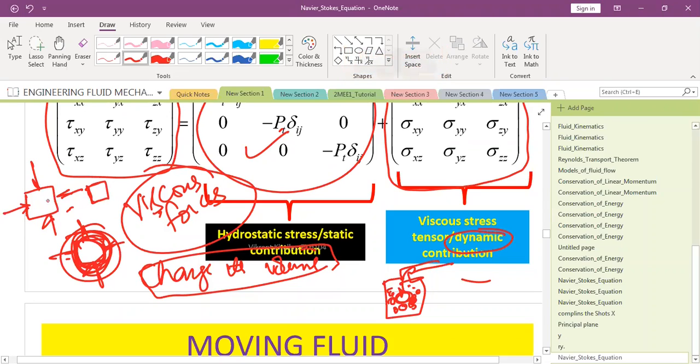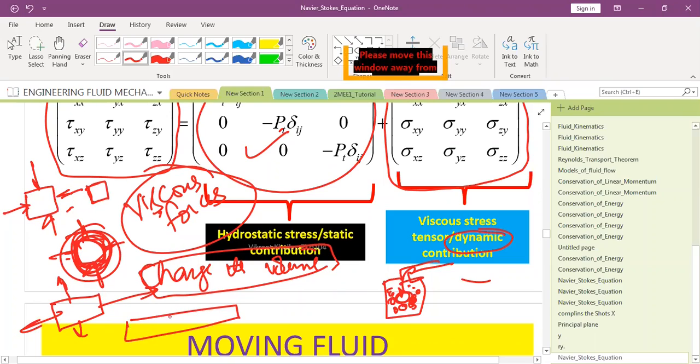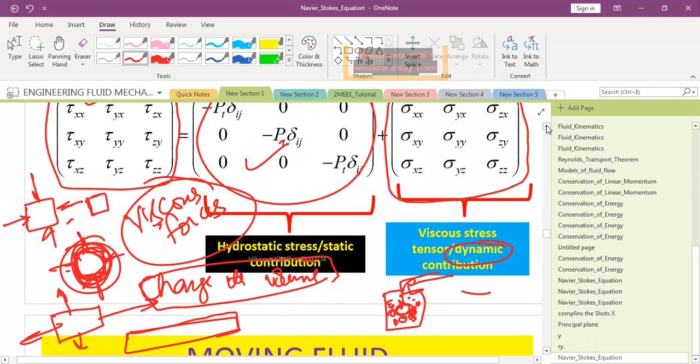But if you apply unequal forces, that is, you apply more force here and less force here, then you know that the shape will also change. So please bear this in mind. Hydrostatic state of stress, or hydrostatic stresses, can only change the what? Volume of the fluid element.